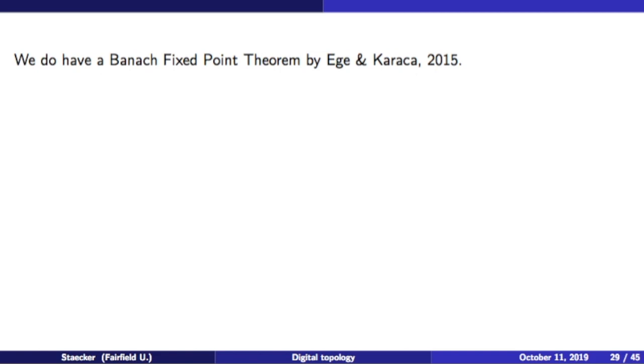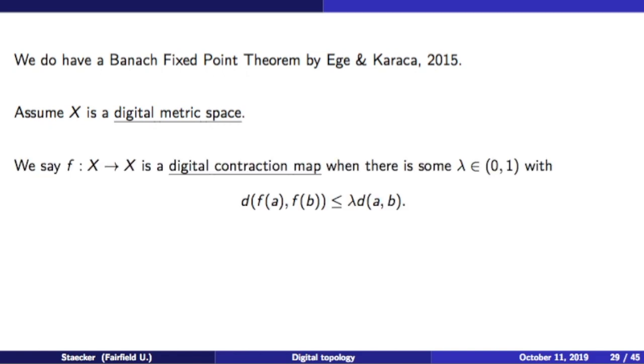All right, here's something that probably most of you are familiar with, the Banach fixed point theorem. There is a digital version of the Banach fixed point theorem. This is another thing where you can try to copy the original proof into the digital setting. This was done in 2015 by these authors, who have many publications in digital topology. To do the Banach fixed point theorem, you need a metric. So they say X is a digital metric space, which just means a digital image which is also a metric space. And they have this contraction condition, which, if you're familiar with the Banach fixed point theorem, is the same. You say F is a digital contraction when this is true.